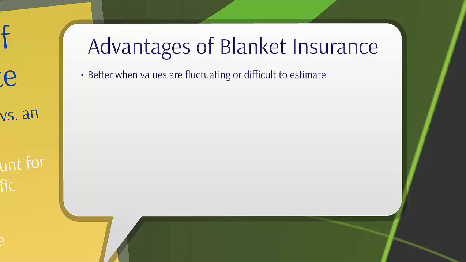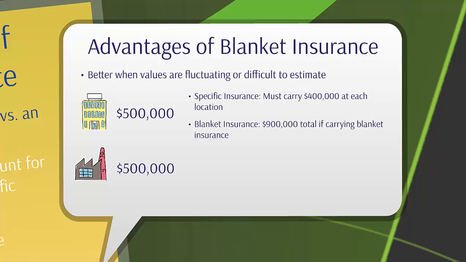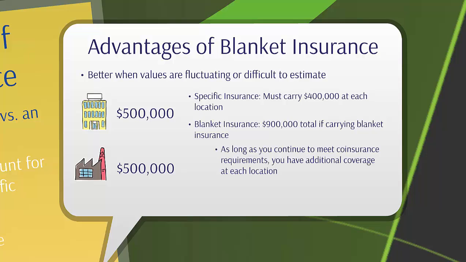This is particularly better when values are fluctuating or difficult to estimate. So let's look at an example that illustrates the advantages of blanket insurance. Say an insured has an office building worth $500,000 and a factory worth $500,000. With specific insurance, the insured must carry $400,000 at each location. But with blanket insurance, the insured has to carry $900,000 total. As long as the insured continues to meet coinsurance requirements, they would have significantly more coverage at each location.